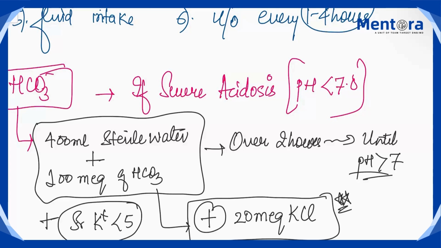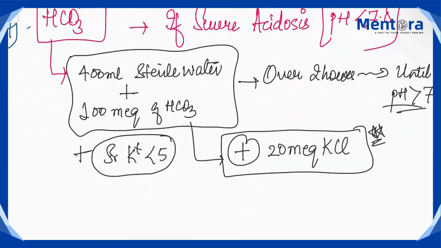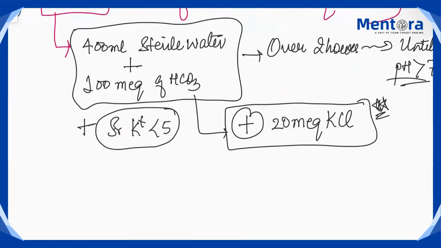So overall, whenever you are managing DKA, you must not forget to look at the potassium, okay. Every 2 hours check the potassium level. Any time the potassium level dips, your patient will land up in cardiac arrest, not because of acidosis but because of severe hypokalemia. Okay. Next, another important electrolyte is your phosphate.